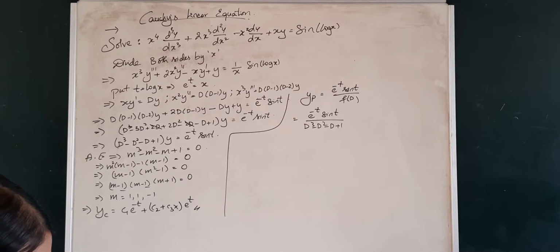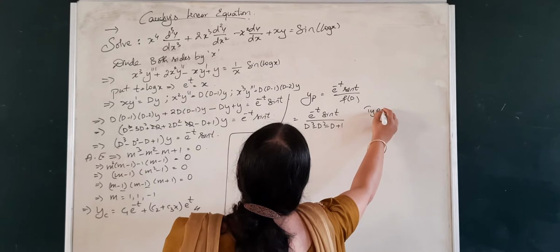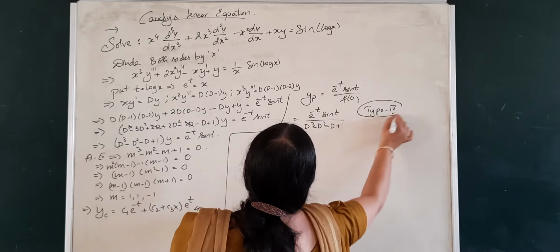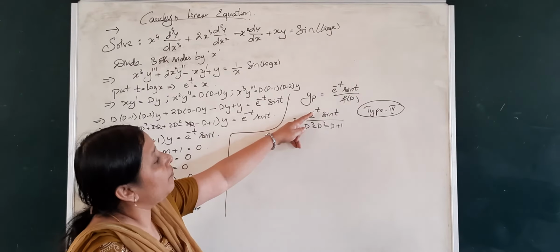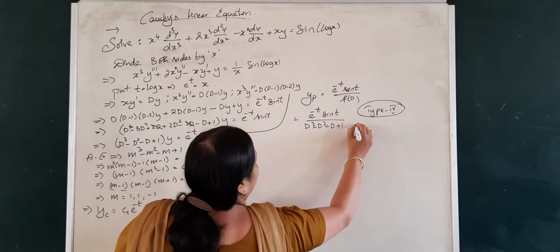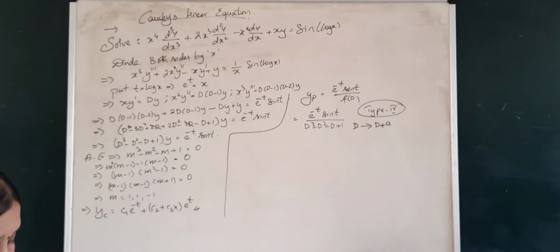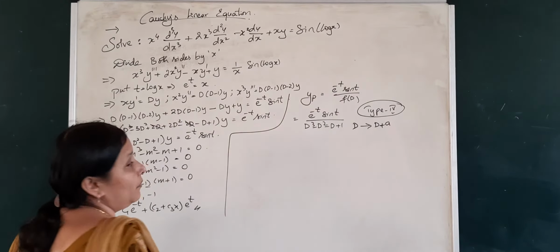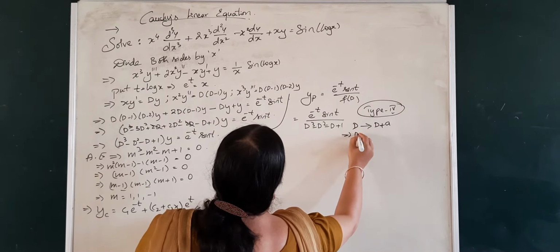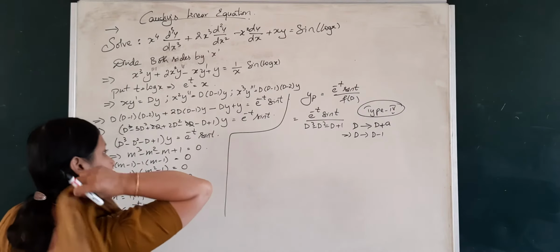So let us apply type 4 here. Which type is this? Type 4. For the exponential term, d should be replaced by d plus a. But what is a in this case? A is nothing but the coefficient of t in the exponential form, that is minus 1. Therefore, d is replaced by d minus 1. Understood? As it is type 4, we are doing that.